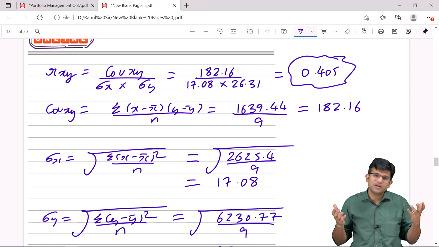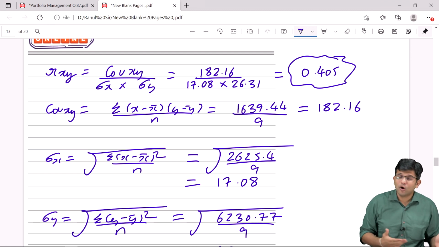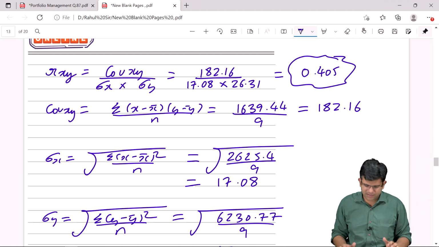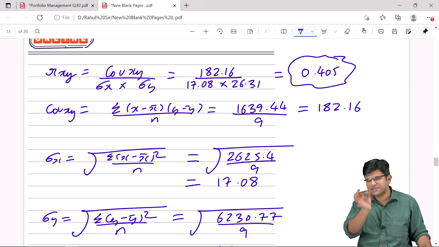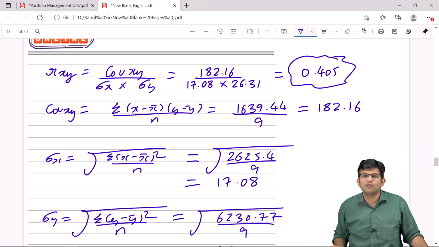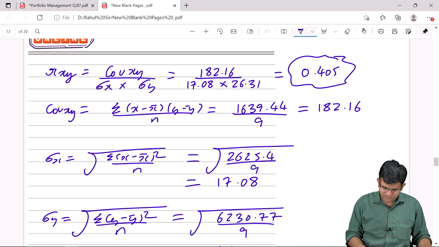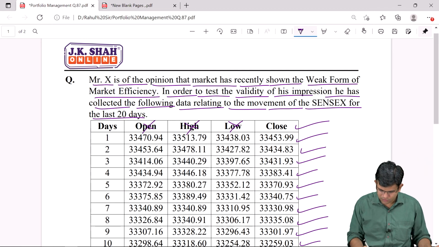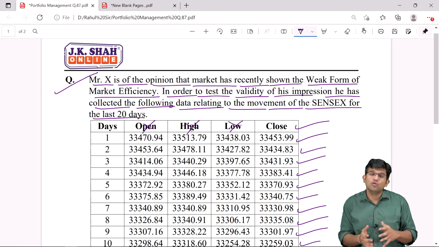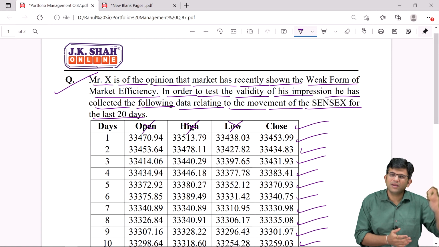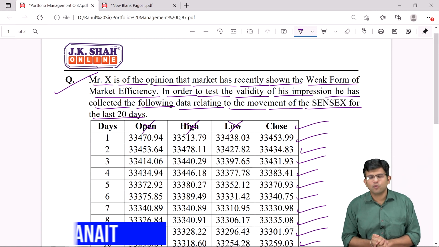Of course, they have used a different technique to calculate the correlation coefficient, but we will follow the same technique which we have been following in the entire chapter. The answer is exactly the same, 0.405. Everyone clear? So with that, we complete the discussion of this question. I hope you understood the concept of autocorrelation in order to judge whether there is efficiency or inefficiency in the market.